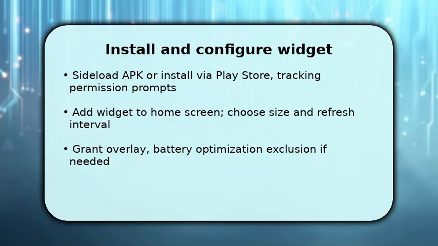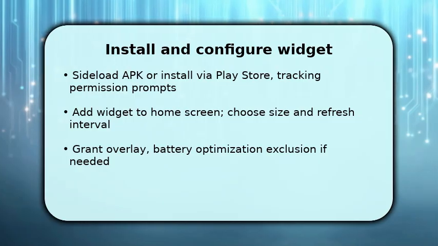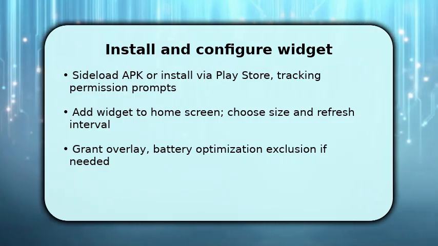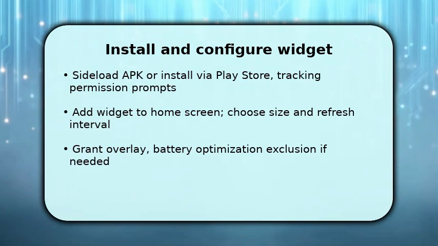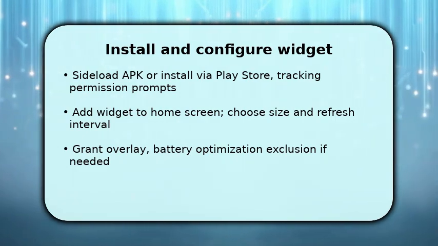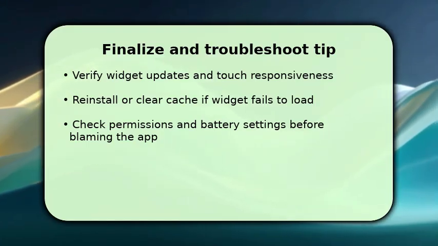Then go into App Settings to grant overlay permission and exclude the app from battery optimization so the Snake keeps running. If the widget offers configuration, set controls and save before exiting to verify visuals and responsiveness. You finish by testing the widget's interaction. Tap, swipe, and observe updates.